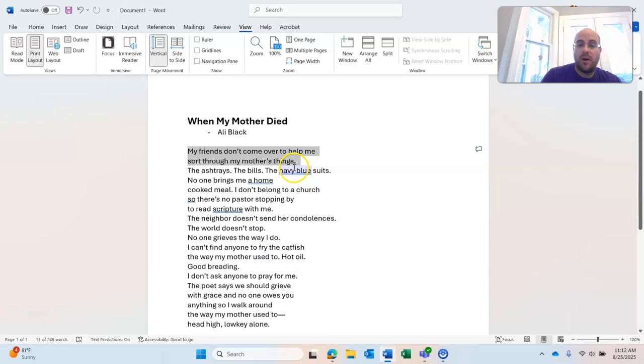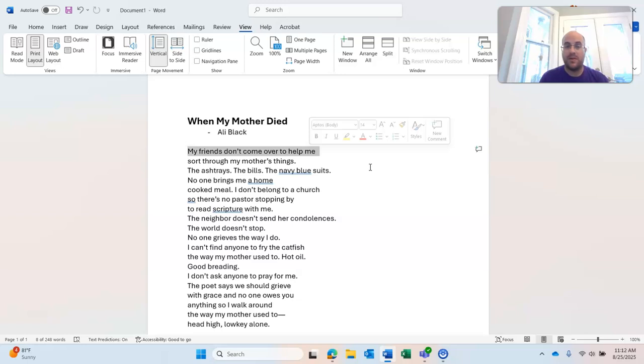But you also get, because of the unit of the line, this focus of helplessness, of being alone, of isolation. My friends don't come over to help me. There's my friends and there's me at the 2 poles of the line. You have the pause on me, this focus on that pronoun, me, isolated, alone at the end of a line, out in space in your ear as music. My friends don't come over to help me sort through my mother's things.